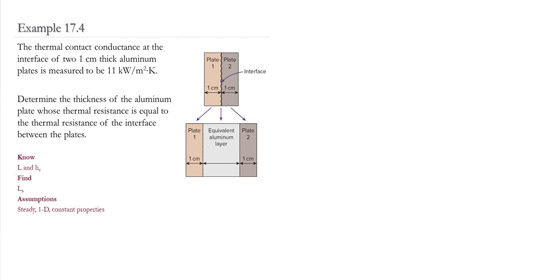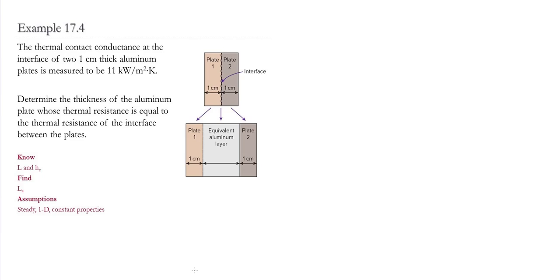Example 17.4. In this example, we have a thermal contact conductance at the interface of two 1 centimeter thick aluminum plates, and it is measured to be 11 kilowatts per meter squared Kelvin. We need to determine the thickness of an aluminum plate whose thermal resistance is equal to the thermal resistance of the interface in between the plates. In order to solve this problem, we're going to assume that it's steady, one-dimensional, and has constant properties.